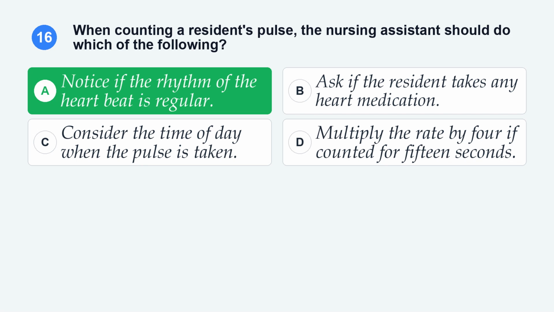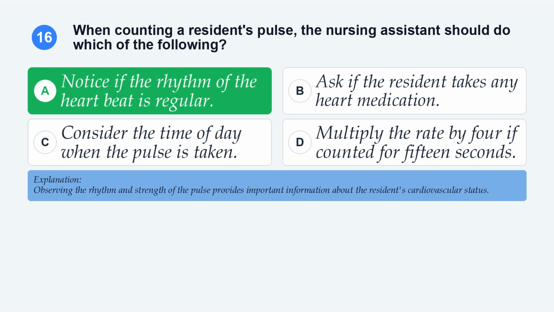The correct answer is option A. Notice if the rhythm of the heartbeat is regular. Explanation. Observing the rhythm and strength of the pulse provides important information about the resident's cardiovascular status.